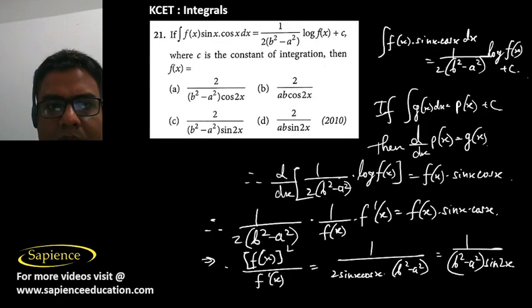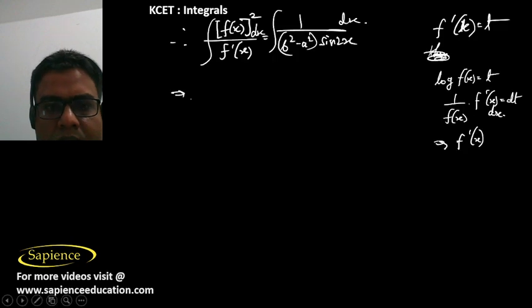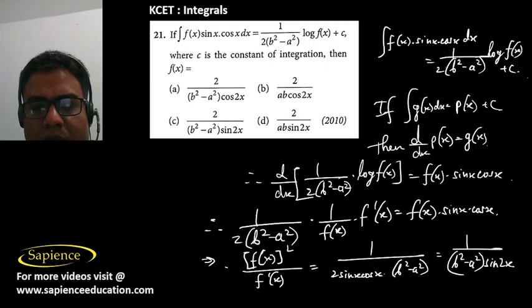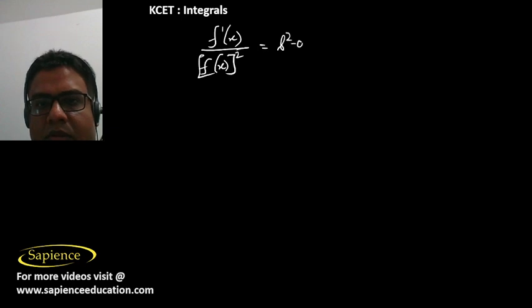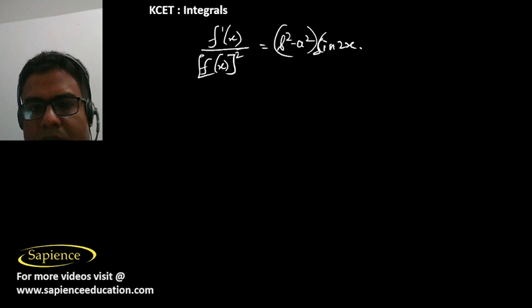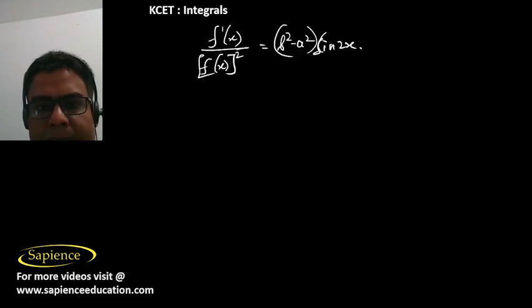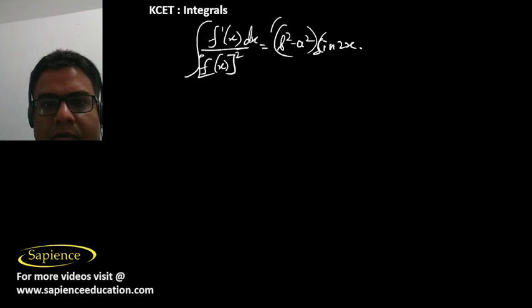So actually from here we can do one thing. We can write f dash x divided by f of x whole square, which is the reciprocal of this, equal to b square minus a square into sine of 2x. Now then we can integrate with respect to dx.